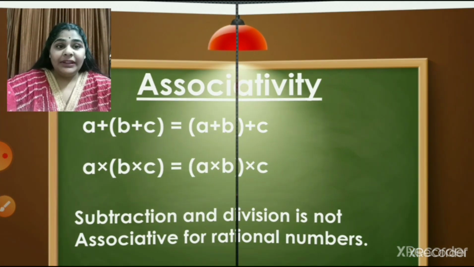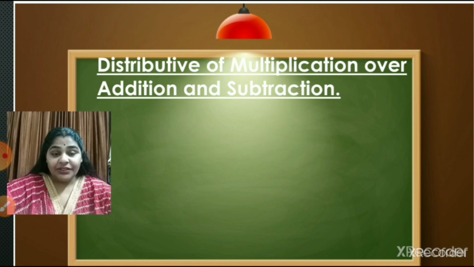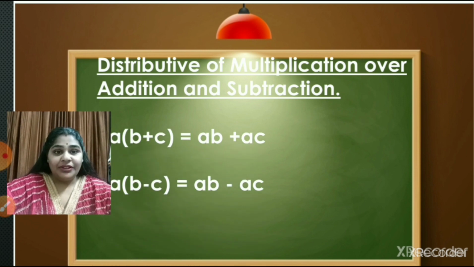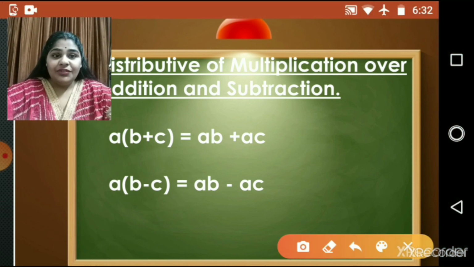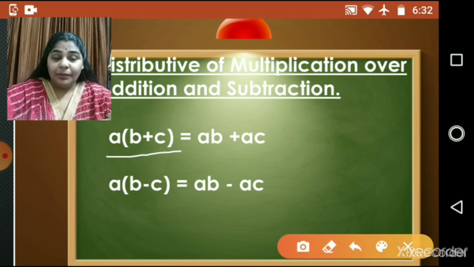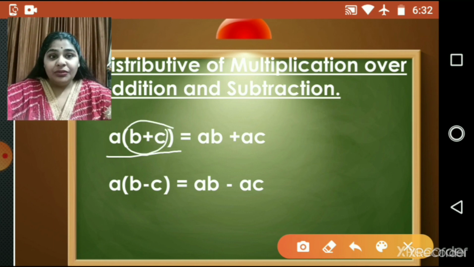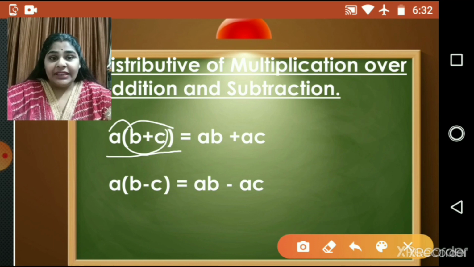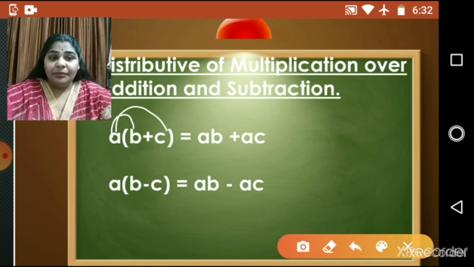The next property is the distributive property: distributivity of multiplication over addition and subtraction. This is very important, children. Now you can see here it is a multiplied by b plus c. In the bracket it is the addition of two rational numbers, and a is multiplied to both of them. That means a is multiplied to both the rational numbers inside the bracket. So this can be done, as well as in the form of ab.